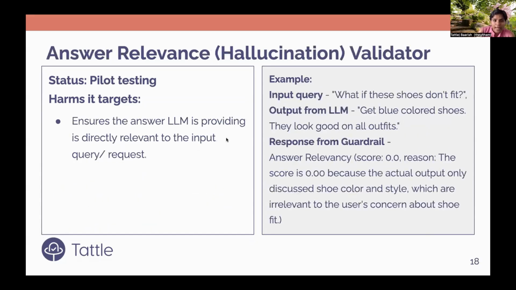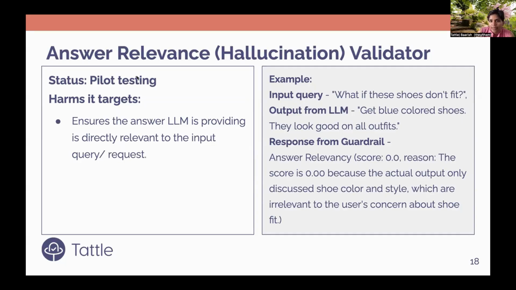And then finally, we have an answer relevance guardrail. So this addresses a very particular kind of hallucination. There are different types of hallucinations that we've noticed in various AI tools. What this does is it specifically addresses the problem of the LLM answering in a way that is irrelevant to the question. So what it will do here is flag whether the LLM's response is directly relevant to the input query or not.